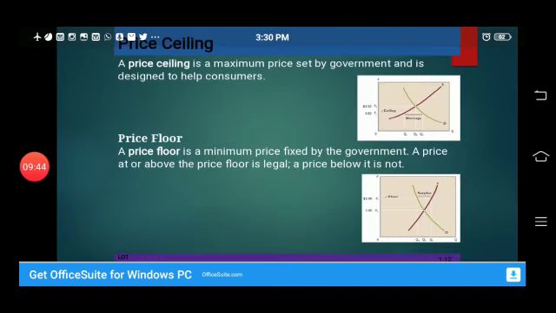Now there are two more concepts, that is price ceiling and price floor. Price ceiling is the maximum price set by the government and is designed to help the consumer, whereas price floor is the minimum price fixed by the government. A price at or above the price floor is legal, a price below it is not. Price ceiling means the maximum price set by the government above which you cannot sell. That is a ceiling, meaning you cannot go beyond that. And the price floor is the minimum price below which you cannot sell.